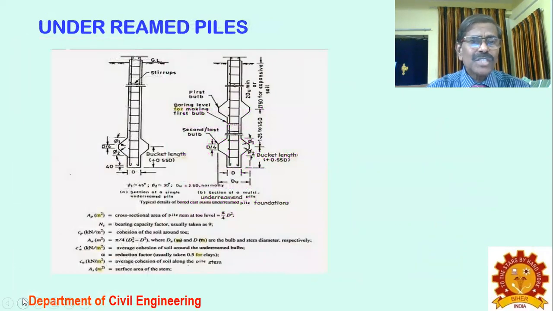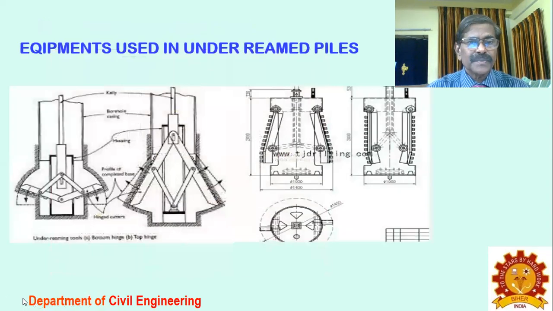Under-reamed piles will look like this, where you can have the reinforcement in the piles. You have to scoop out the soil, then you insert this. You have to scoop out the soil at the bottom with special fixtures, which I am going to cover now. Then you can put the reinforcement and concrete it, so that the bulb formation is also ensured 100%. So this is an equipment used for under-reamed piles, where you have a lever.